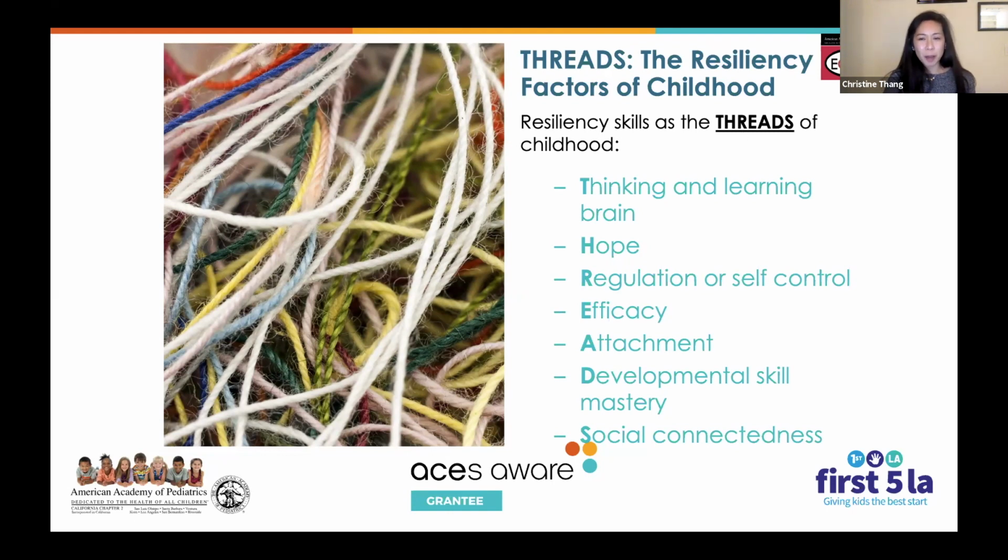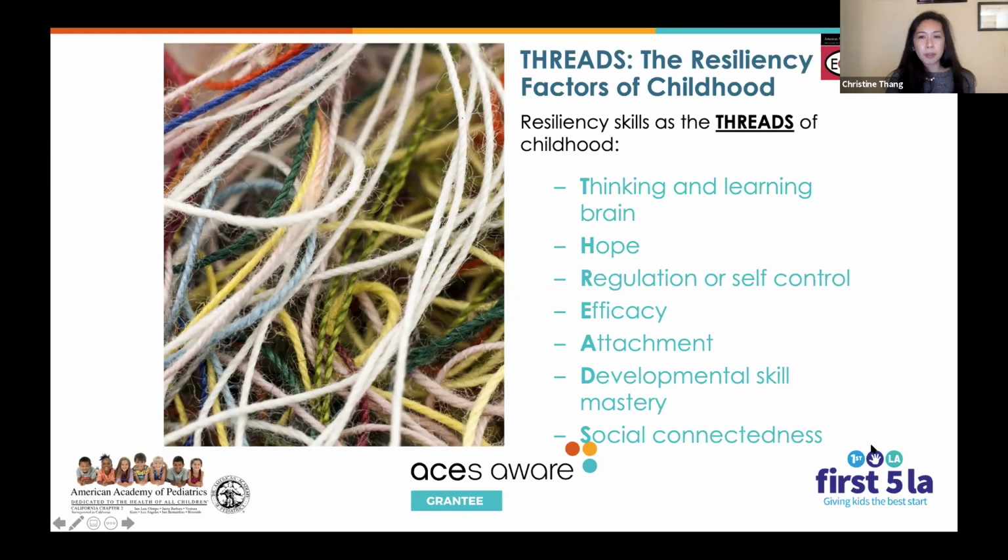What happens with trauma, though, is that all the opposite becomes true. That thinking and learning brain we see shuts down. Their ability to look ahead, to be hopeful, is lost. They lose their ability to regulate. They're no longer efficacious. Those safe, stable, nurturing relationships, they don't feel as safe anymore. We see how their developmental skills are lost and their social connectedness, they feel as if they're alone to deal with the threat before them.